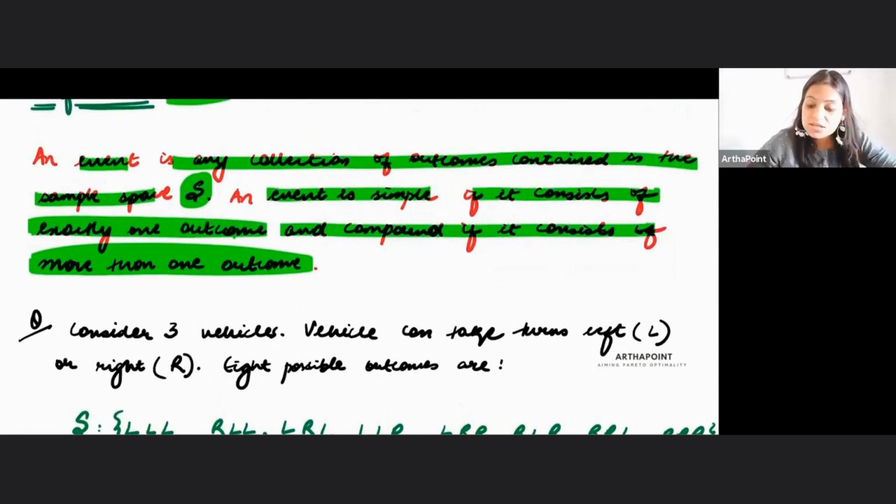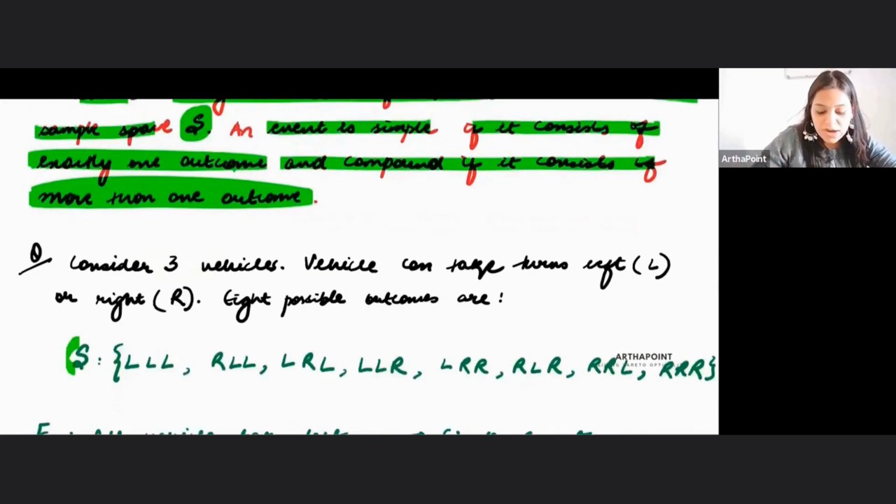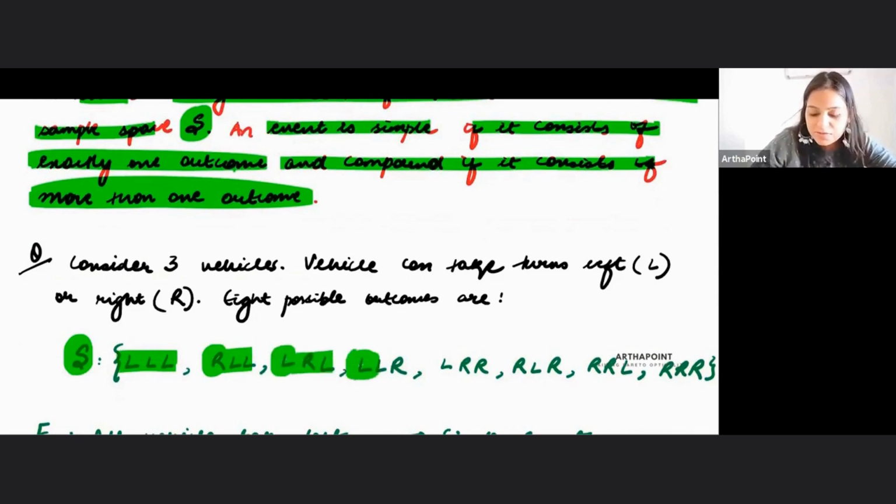So if each of the vehicles can turn right or left, if you ask me what will be the sample space, it will have 8 possible outcomes. All 3 vehicles turned left. First one turned right and the rest 2 turned left. First left, then right, then left. First 2 left, then right, and so on. These are all the possible outcomes that I may have.